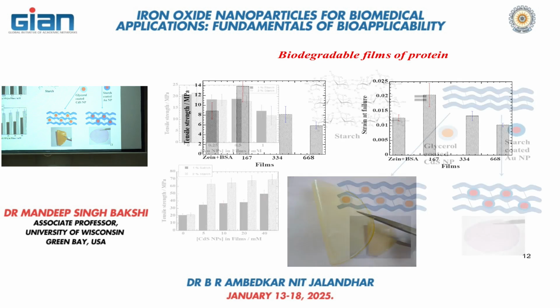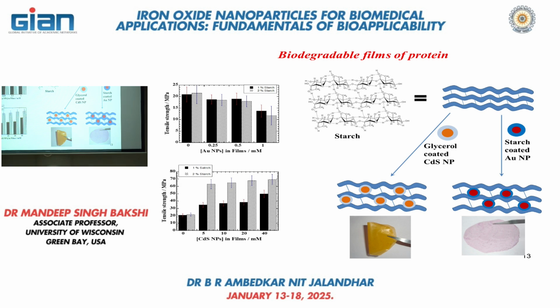So here we have even cheaper. You can use starch. Starch is really available, right? So here we have prepared the films by using starch and glycerol. So the glycerol coated cadmium sulfide. If you want to create a colored film, here we have taken the cadmium sulfide nanoparticle, and here we have taken the gold nanoparticle. You see the color. The color of this film is slightly pink because of the gold nanoparticle. This one is yellow because of the cadmium sulfide. Cadmium sulfide electronic properties are much different from those of the gold nanoparticles.